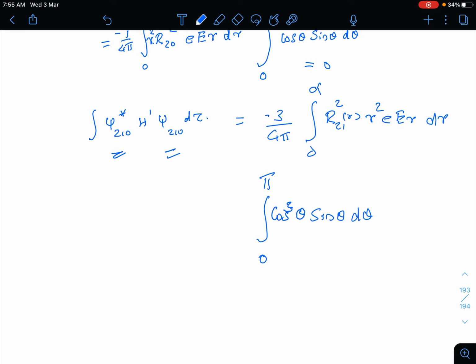Good. Cos cube theta. Again, using the same logic, sin theta d theta, we put it into d of cos theta. Okay, using the same logic as before, putting the limits 1 to -1, this would become again 0.